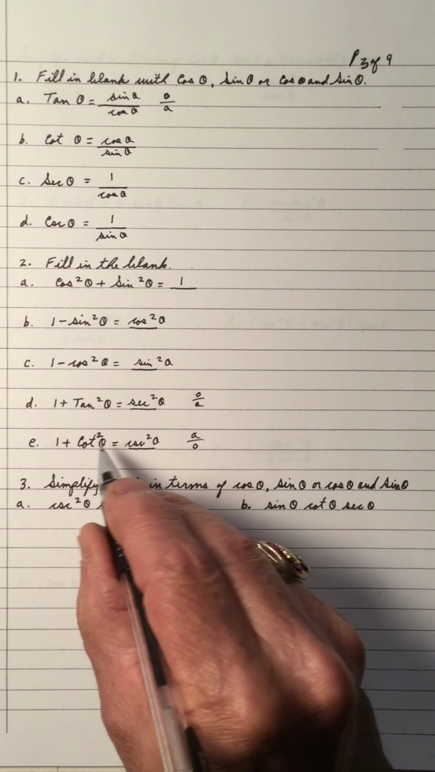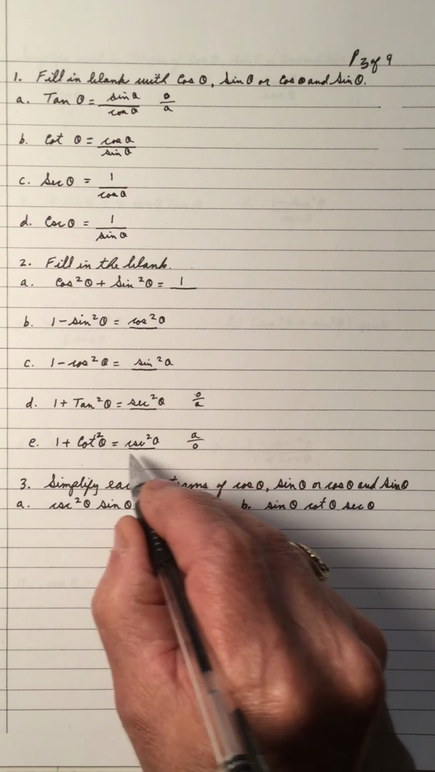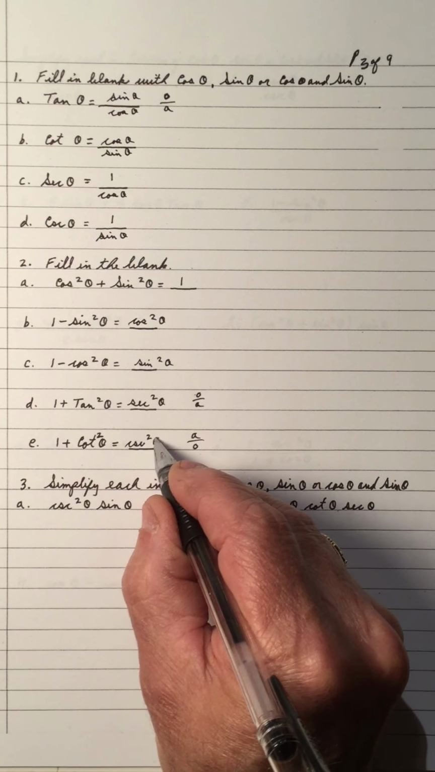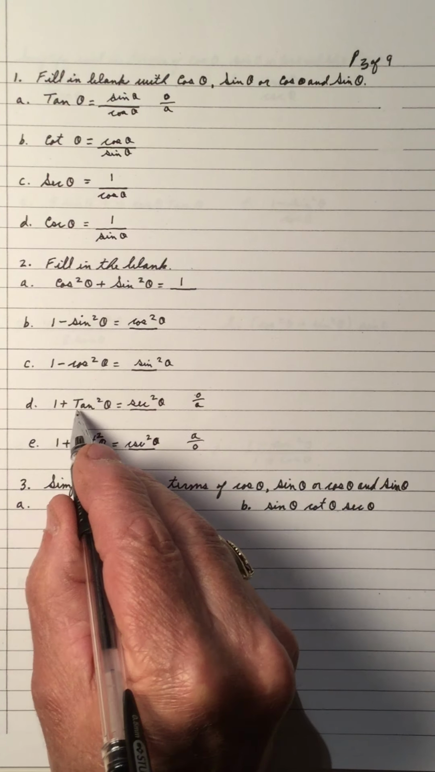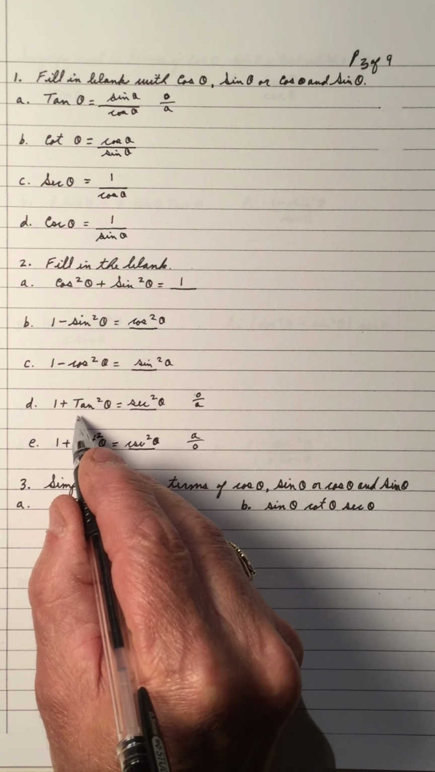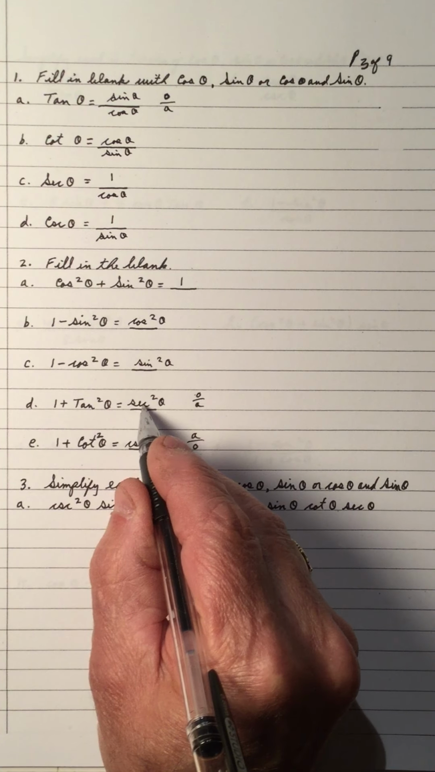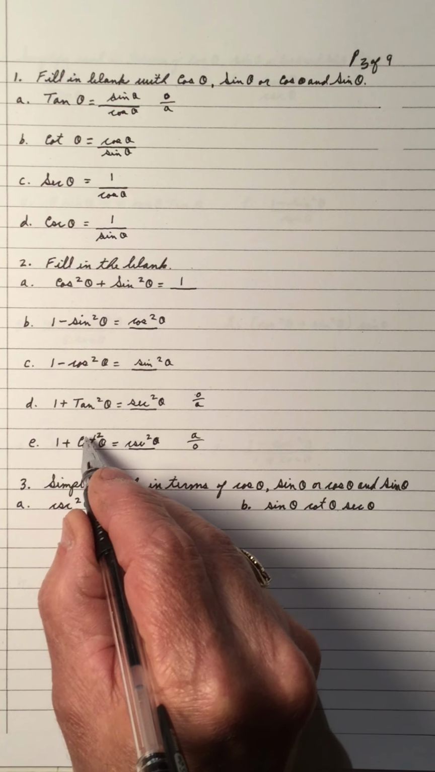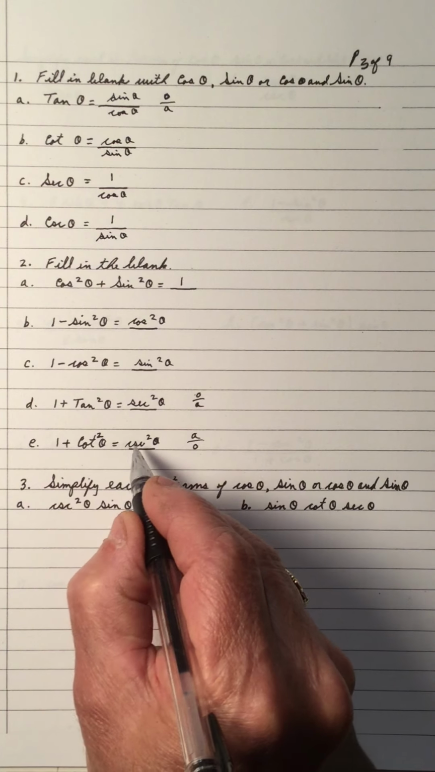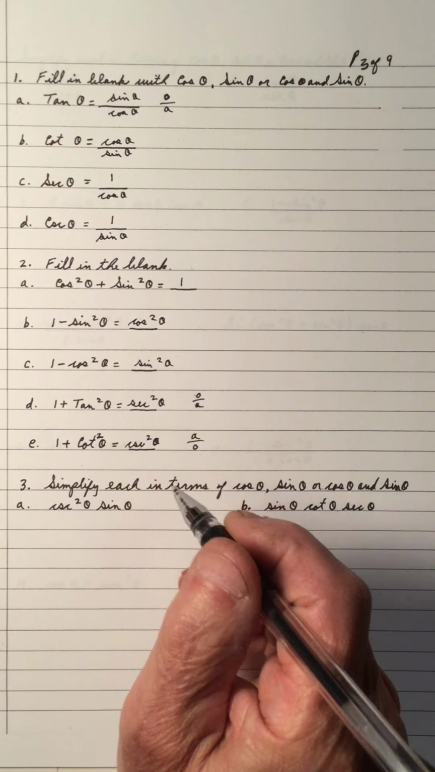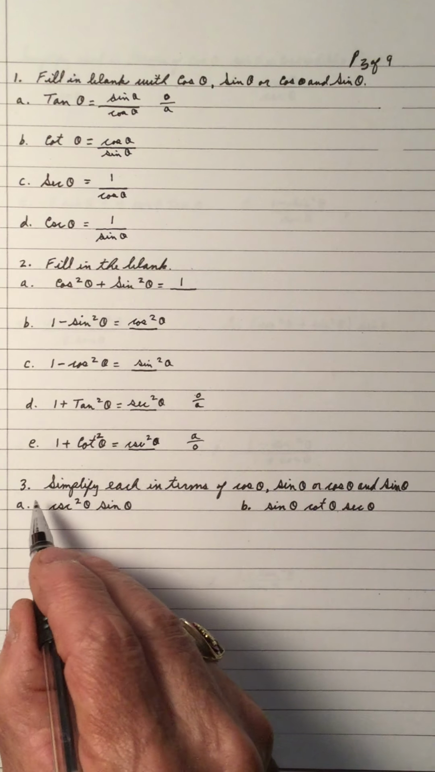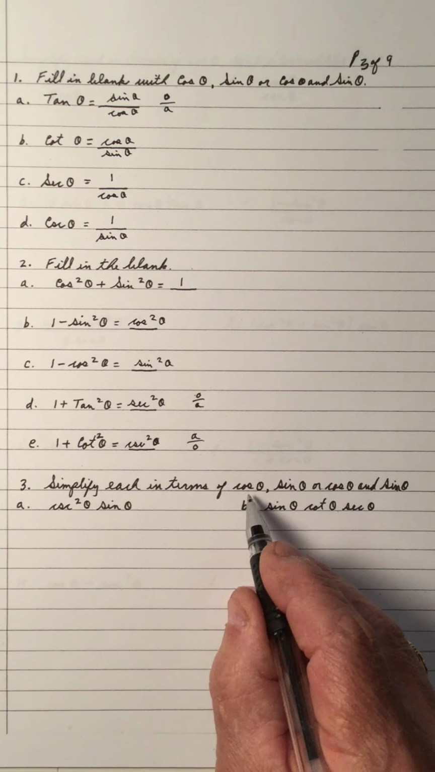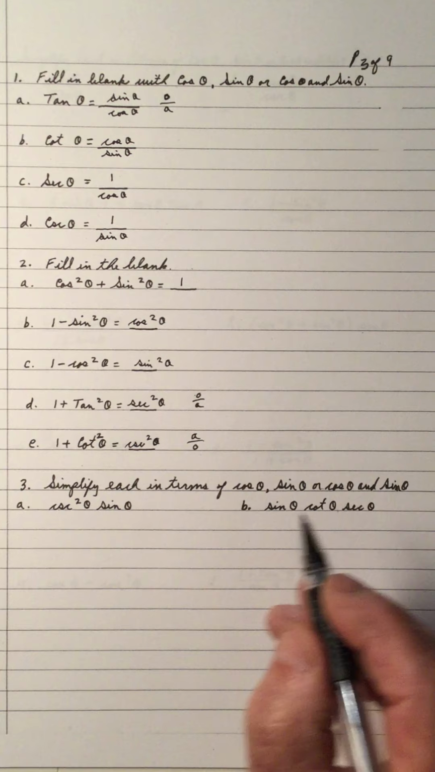And another way, cot is cos over sine, adjacent over opposite. Opposite is sine, and the reciprocal of sine is cosecant. That's another way to remember. So tan is sine over cos. Cos is on the bottom, so I need a reciprocal, which is secant. Cot is cos over sine. Sine is on the bottom, so I need cosecant squared. Again, memorize them. Number 3, simplify each in terms of cos, sine, or cos and sine.